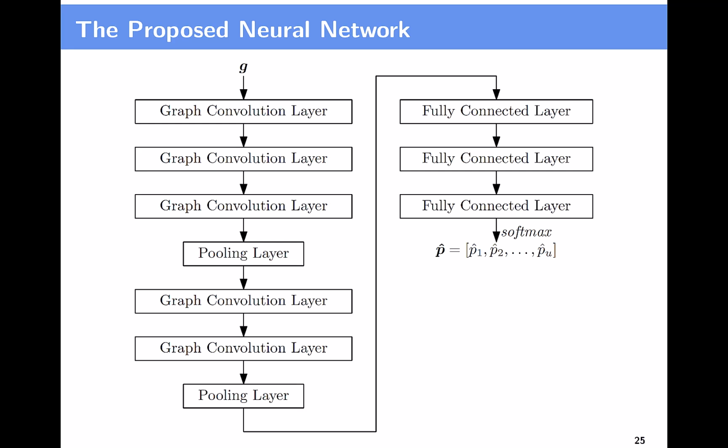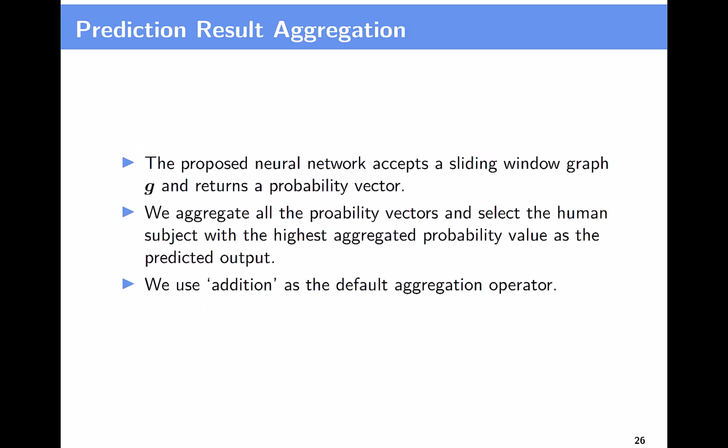Suppose we have a few human subjects in the database. We have the probability vector composed of P hat 1, P hat 2 until P hat U. Then we combine or aggregate all the probability vectors from each sliding window graph, and the highest aggregated probability value is used as the predicted output for the entire walk. And right now, we use addition as the default aggregation operation.